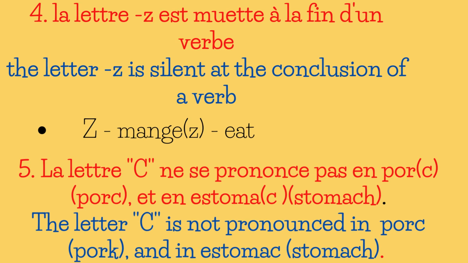Fourth one, la lettre Z est muette à la fin d'un verbe. La lettre Z est muette à la fin d'un verbe, which means the letter Z is silent at the conclusion of a verb. For example, manger, which means eat. As the letter Z is silent, I don't pronounce it as mangez, we pronounce it as manger.